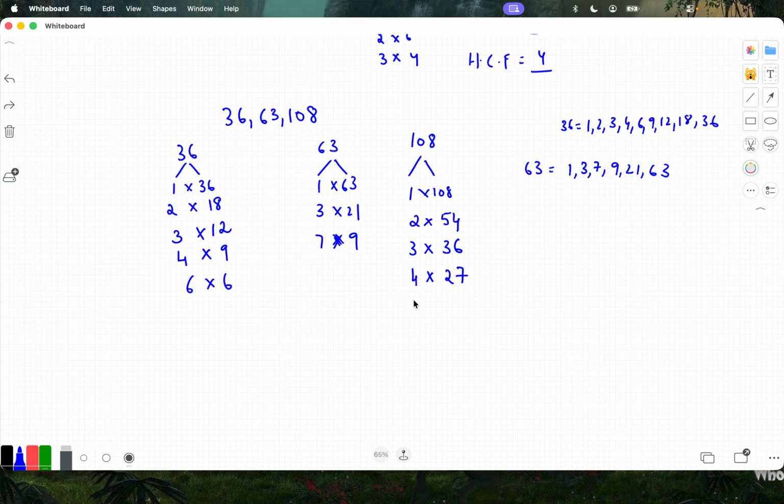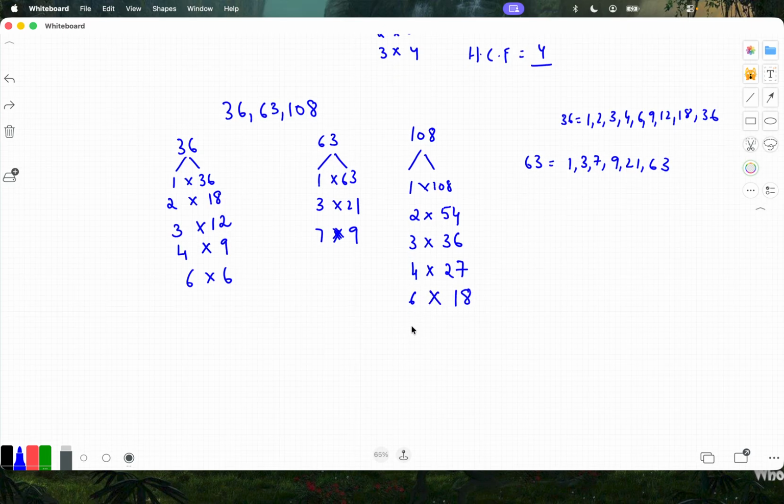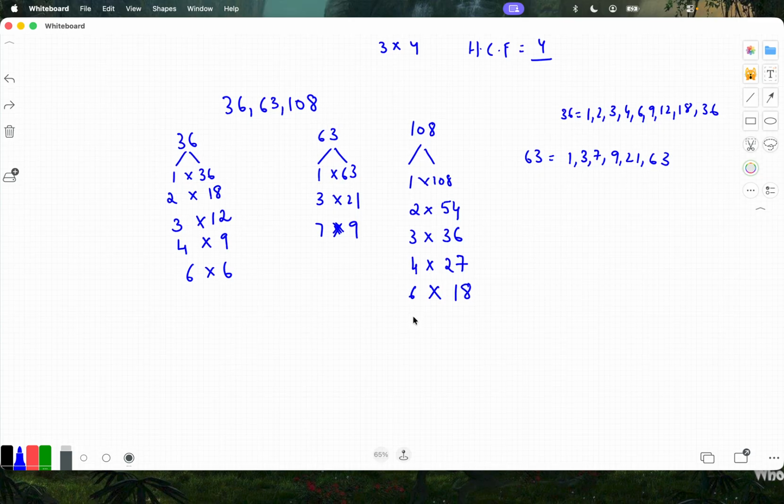Next, 6 table, it will go: 6 1s are 6, 6 8s are 48. Okay, 7 table, it will not go. 8 table, it will not go. 9 table, it will go: 9 1s are 9, 9 2s are 18.